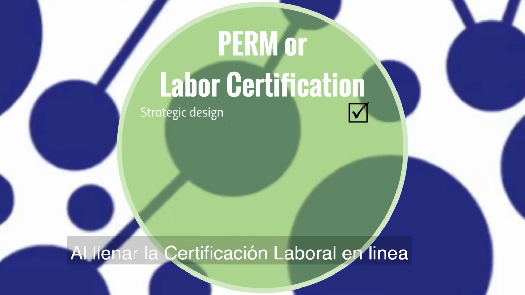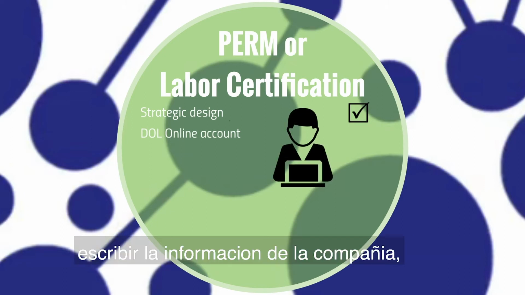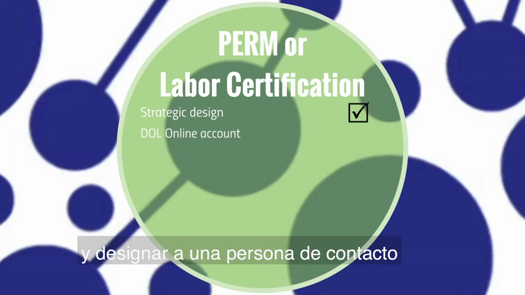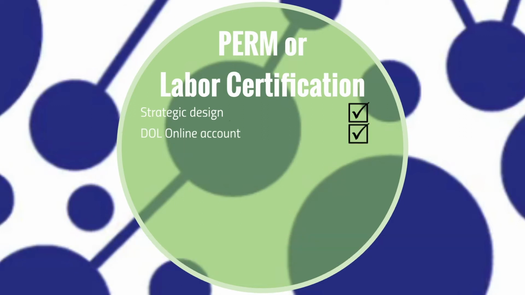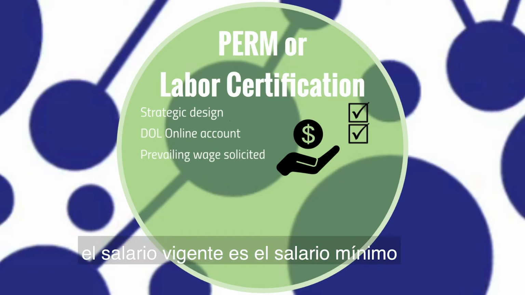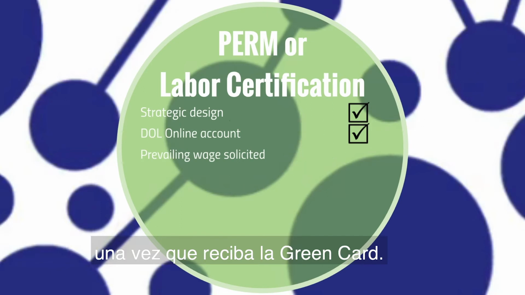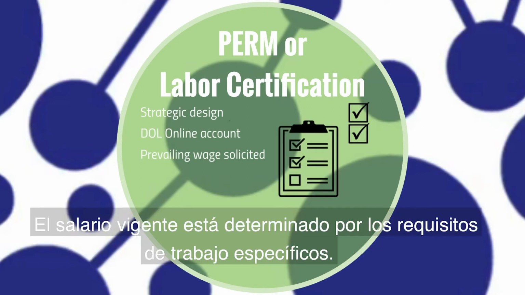To file the labor certification online, the employer must create an account, fill in the company information, and designate a contact person. File a prevailing wage request with DOL. The prevailing wage is the minimum wage that the employer must pay the employee once he or she receives the green card. The prevailing wage is determined by the specific job requirements.